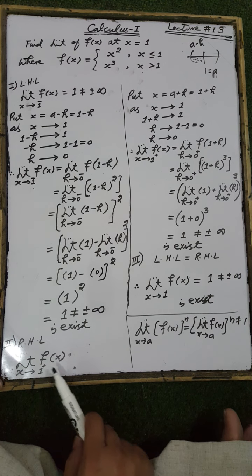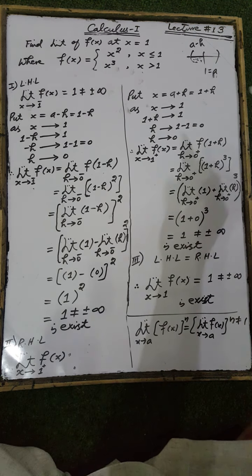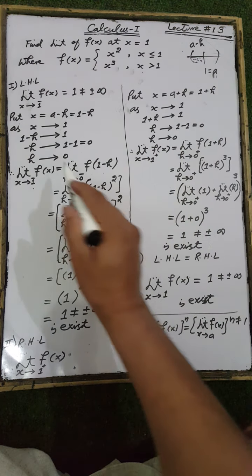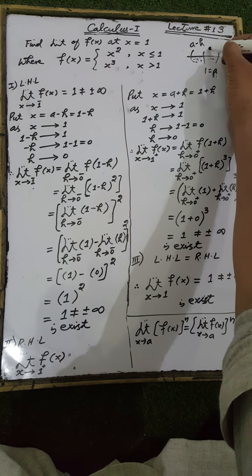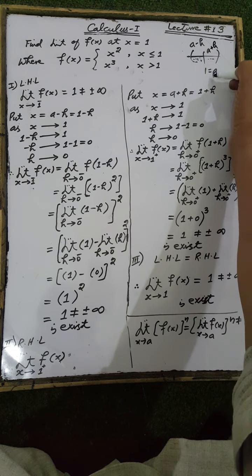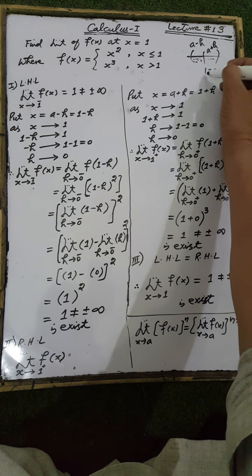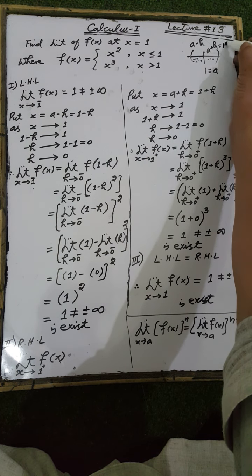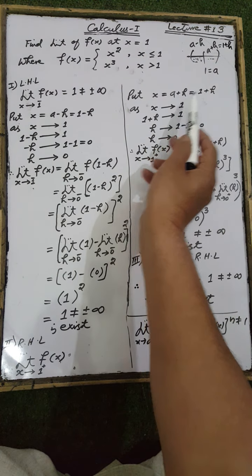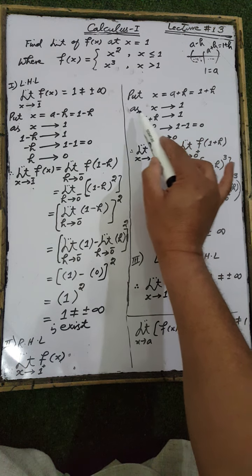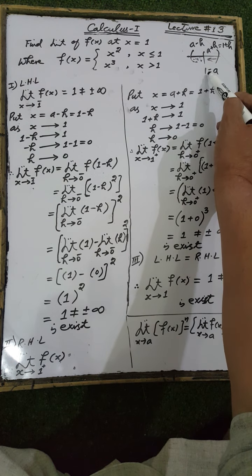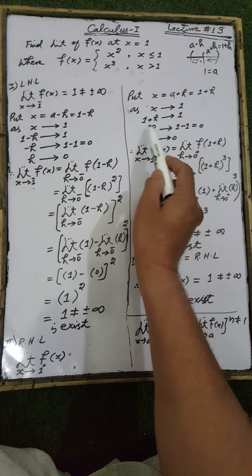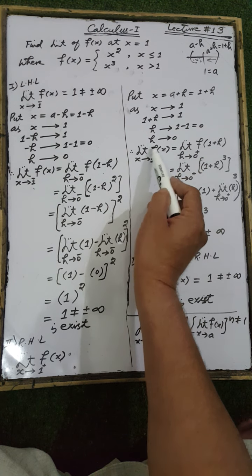Now, to calculate the right hand limit of the function f of x at the point x equal to 1, bound the function f of x to the right side points of the neighborhood of the point A. The right side points of the neighborhood of the point A are in the form of A plus h, where A in this case is equal to 1, which is 1 plus h. Put x is equal to A plus h, 1 plus h, as x tends to 1 through the right side of the neighborhood of the point A equal to 1. Therefore, replace x by 1 plus h; 1 plus h tends to 1, subtract 1, we have h tends to 1 minus 1 equal to 0, so h tends to 0.